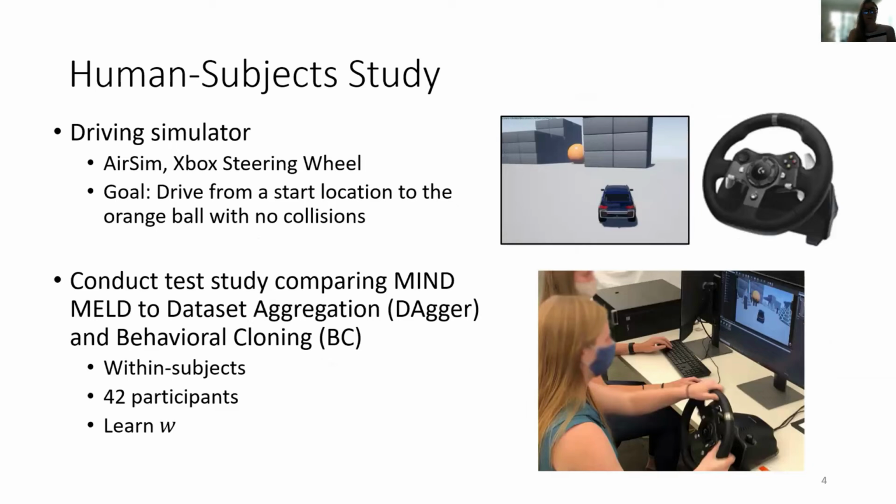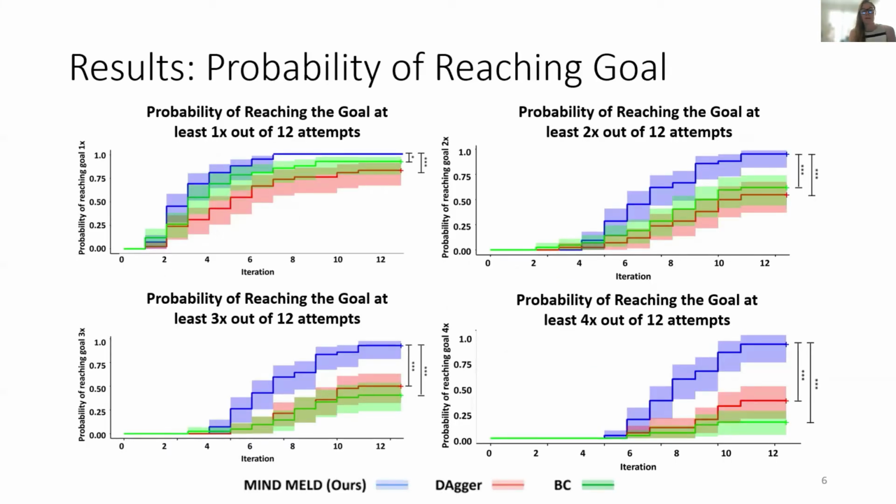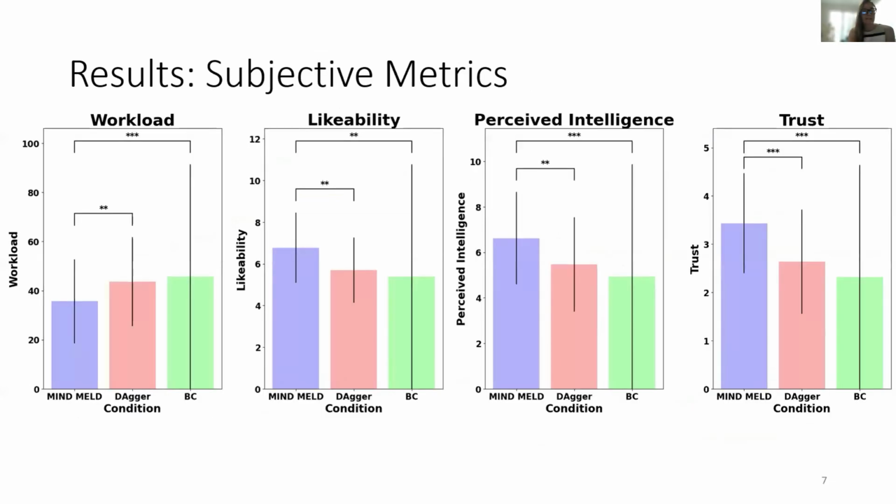We demonstrate our MELD architecture in a human subject study in a driving simulator domain. In this domain, the goal is for the demonstrator to teach the car to drive from a start location to an orange ball with no collision. We compare our MELD architecture to baseline algorithms, dataset aggregation and behavioral cloning, in a within-subject study. In this study, we demonstrate that MELD achieves a lower average distance from the goal compared to prior work. Additionally, we show that MELD achieves a higher probability of reaching the goal once, twice, 3 times, and 4 times throughout the study. Lastly, we demonstrate that MELD is rated better in terms of workload, likability, perceived intelligence, and trust.